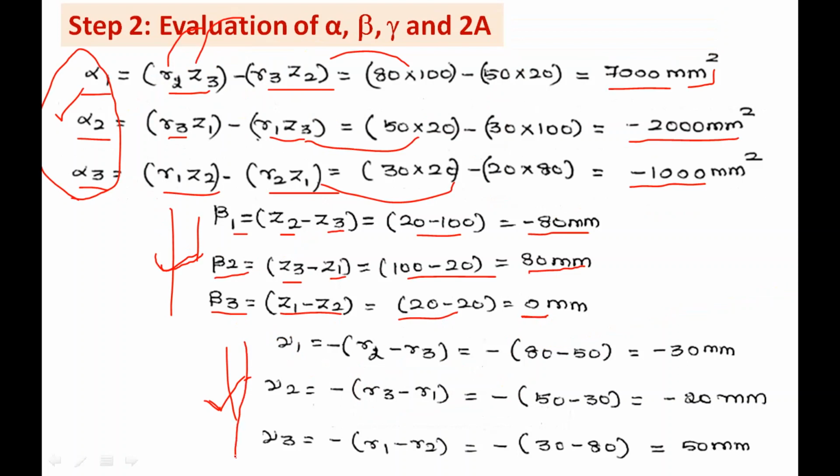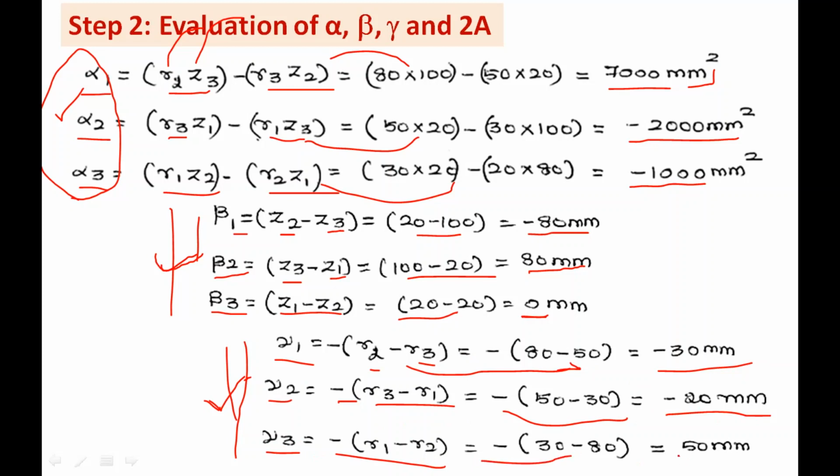Now coming to the gamma expression. Gamma i is equal to minus of xj minus xk. Here it should be minus of rj minus rk. For gamma 1, minus of r2 minus r3. Substituting these values, we are getting minus 30 mm. Gamma 2 is equal to minus of r3 minus r1. Then substituting the values, we are getting minus 20 mm. Gamma 3 is equal to minus of r1 minus r2. After substituting the values, we are getting gamma 3 is equal to 50 mm.